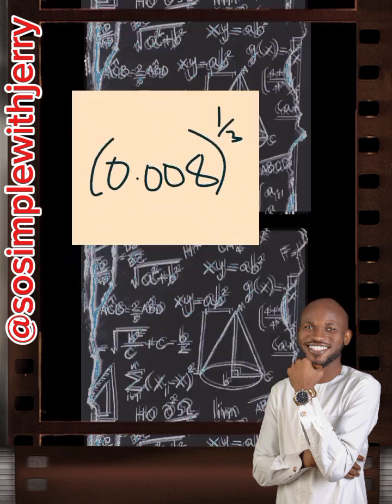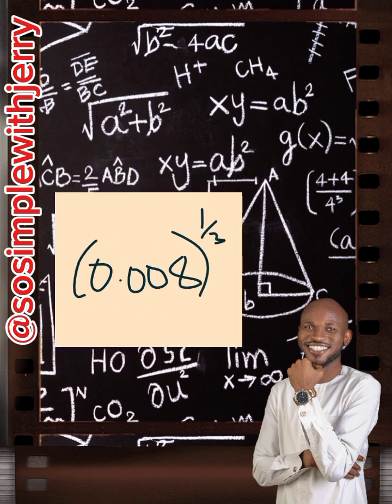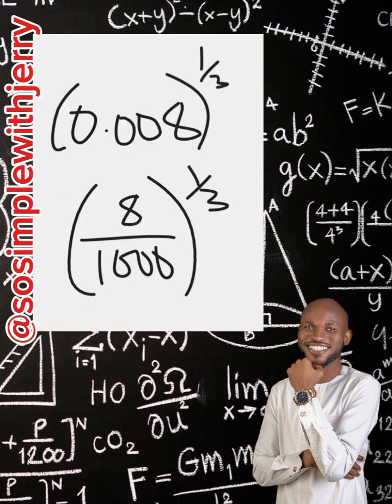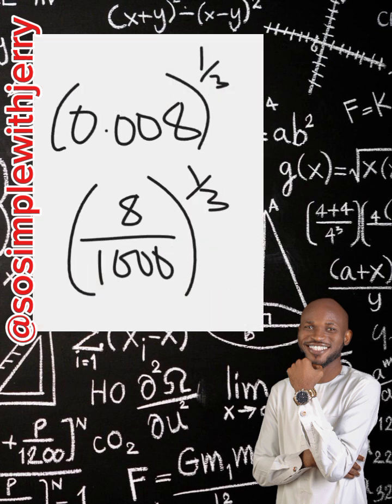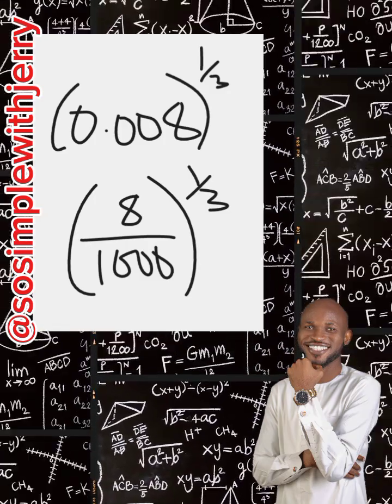Now to change 0.008 to a fraction, we're going to have 8 over 1000. So 0.008 is the same as 8 over 1000. So our mathematical statement will now change to 8 over 1000 in brackets raised to the power of 1 over 3. Remember, it was 0.008 in brackets raised to the power of 1 over 3, but now we have 8 over 1000 raised to the power of 1 over 3.